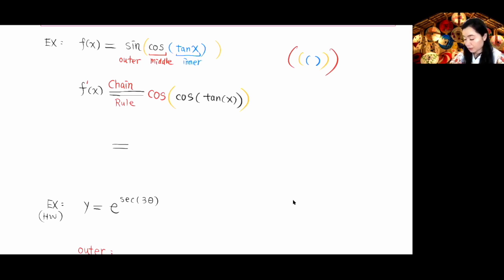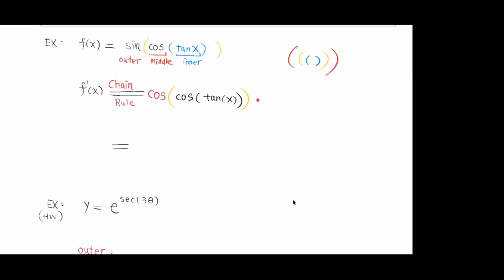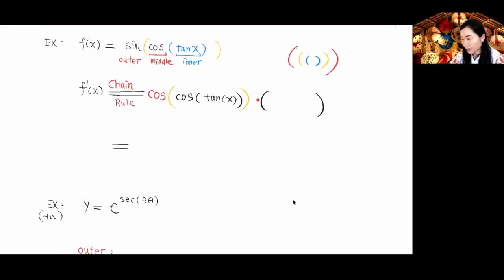Okay. Now we're done with the outermost function. And then times. Now we get to this layer. So peel this layer, and now we get to this orange layer. Now we differentiate cosine, right? What's the derivative of cosine? Negative sine. Yes, it's negative sine. So that will be negative sine of, and then the inner function, you just leave it there. So tangent of x over here. So we're done with the middle layer.